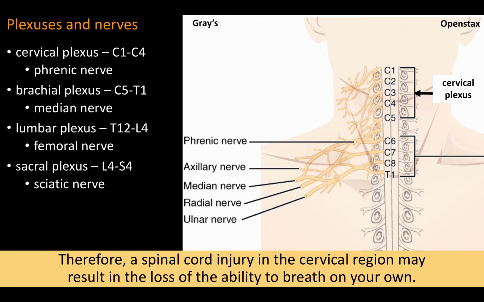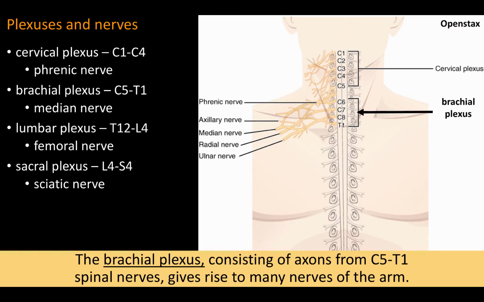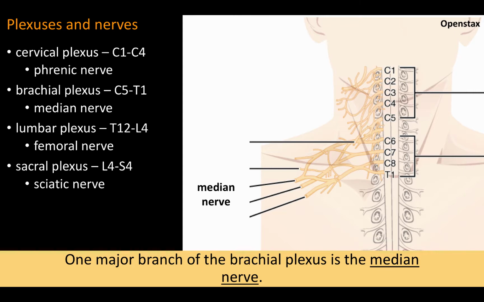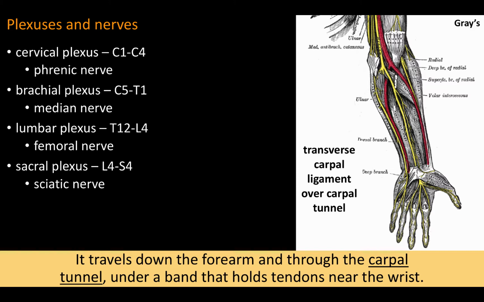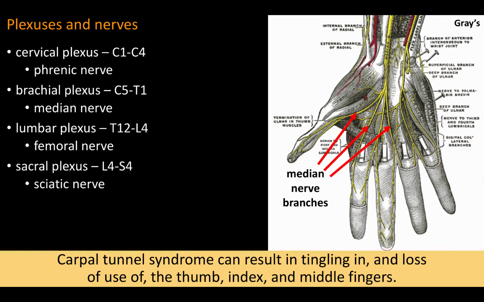Therefore, a spinal cord injury in the cervical region may result in the loss of the ability to breathe on your own. The brachial plexus, consisting of axons from C5 to T1 spinal nerves, gives rise to many nerves of the arm. One major branch of the brachial plexus is the median nerve. It travels down the forearm and through the carpal tunnel, under a band that holds tendons near the wrist. Carpal tunnel syndrome can result in tingling in and loss of use of the thumb, index, and middle fingers.